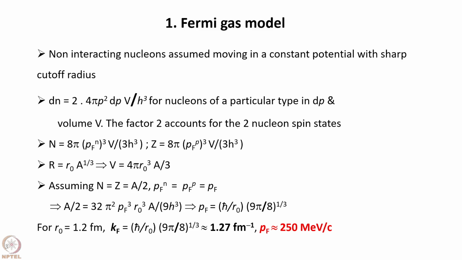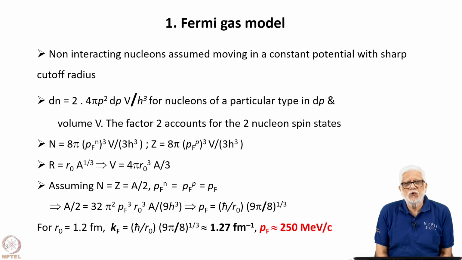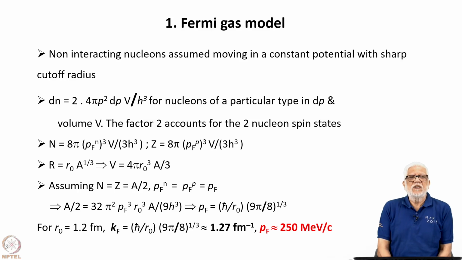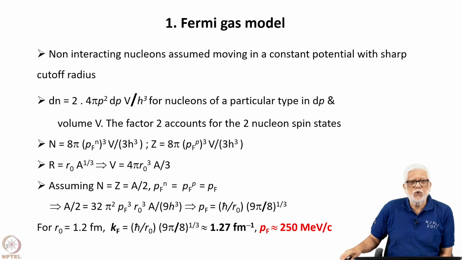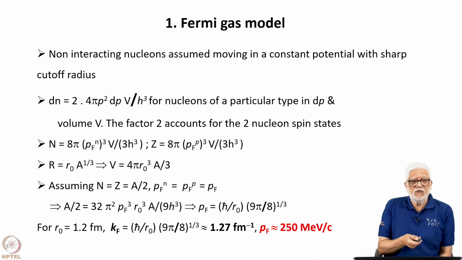So let's start with the simplest of them all, where you assume that nucleons are moving in a mean field but not interacting with each other. So they are moving in a constant potential with a sharp cutoff radius. So you put particles in a spherical box, and then you can compute the phase space density of these nucleons, and of course nucleons have spin half, which means you can have spin up, spin down, and you can actually compute the number of these nucleons.